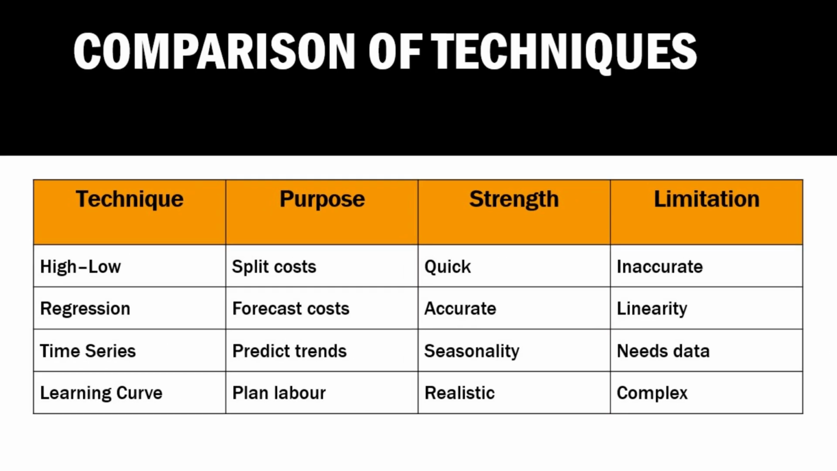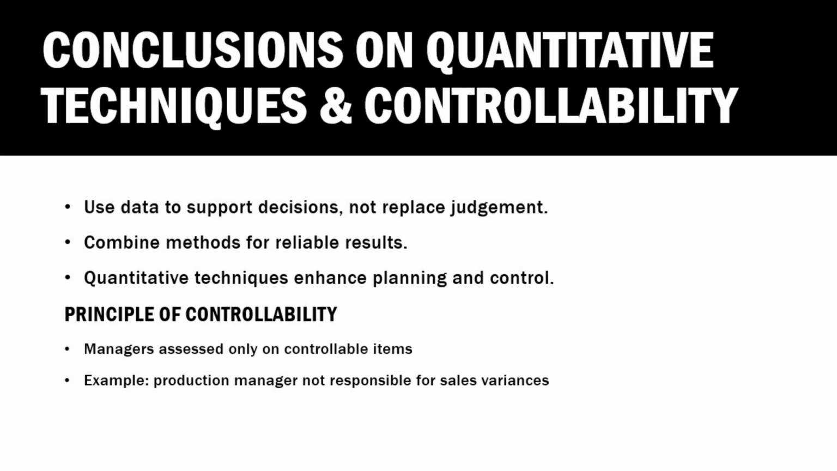Comparison of techniques. High-low is fast but rough. Regression is accurate but assumes linearity. Time series predicts trends but needs stable data. Learning curve shows realistic improvement but is complex. Each has a different purpose, and together they build a complete forecasting framework.